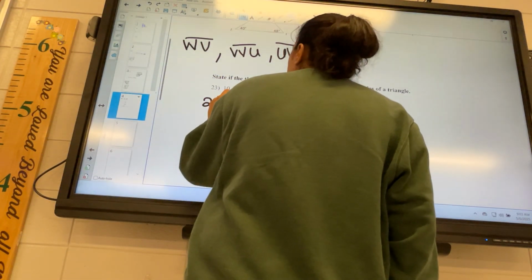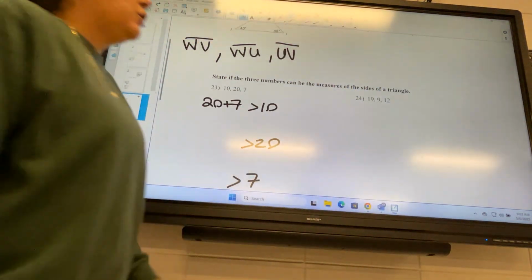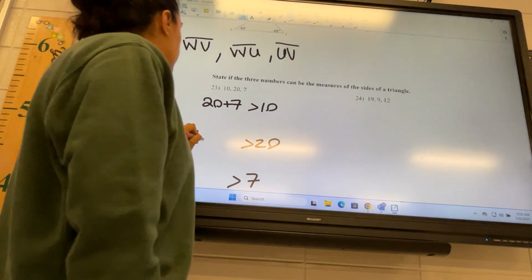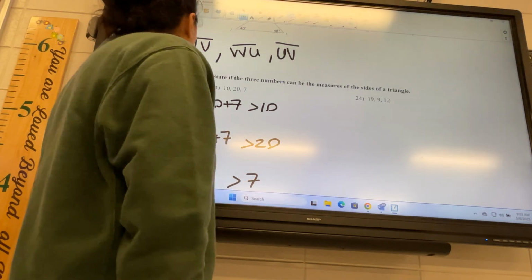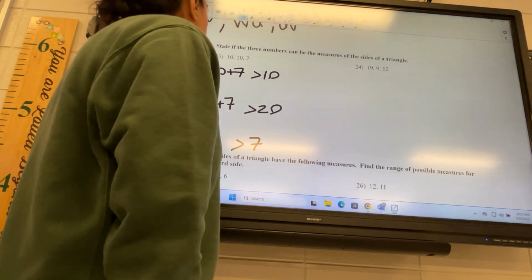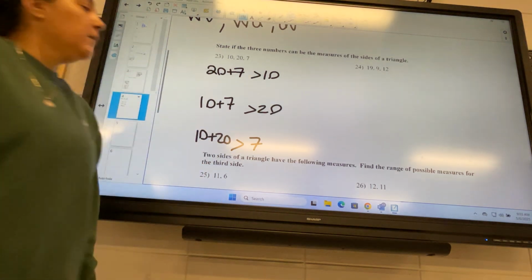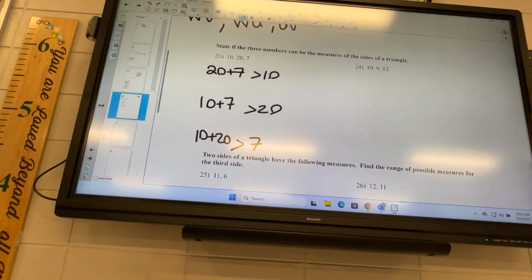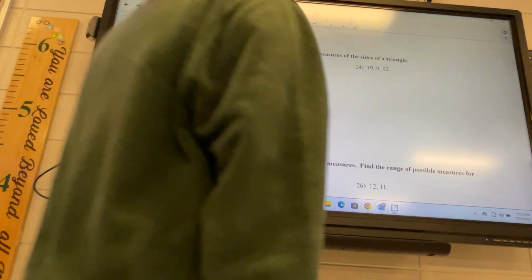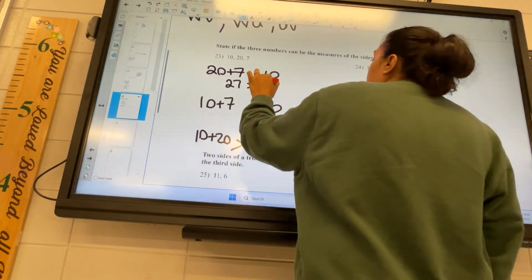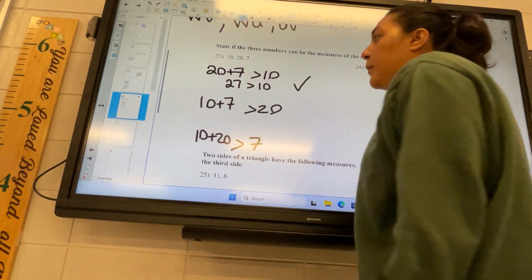20 plus 7. For the 20, it's going to be 10 plus 7. And then for the 7, 20 plus 10. Okay, 20 plus 7, is that bigger than 10? Yes, that's going to be 27, which is bigger than 10. We're going to get yes. So I'm going to use a little check mark.